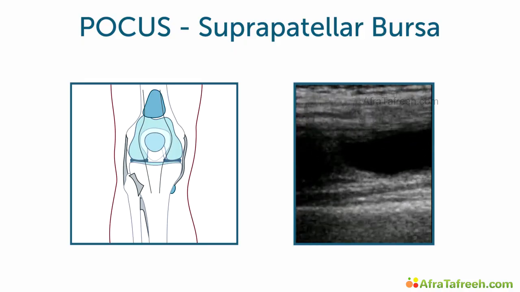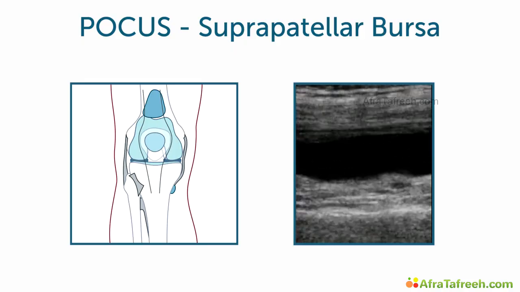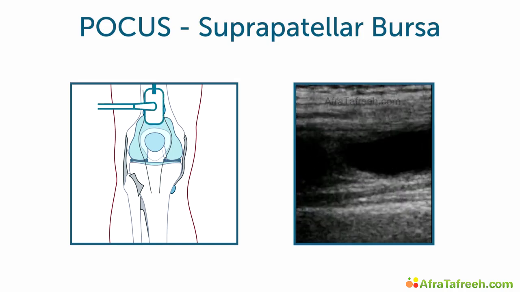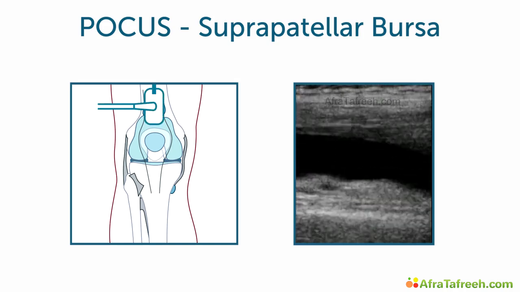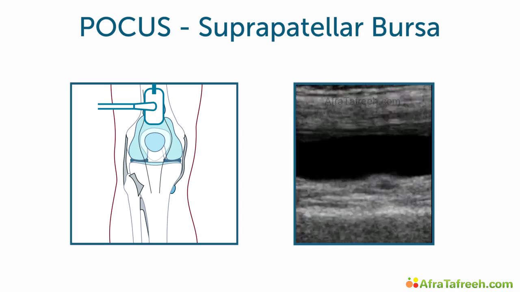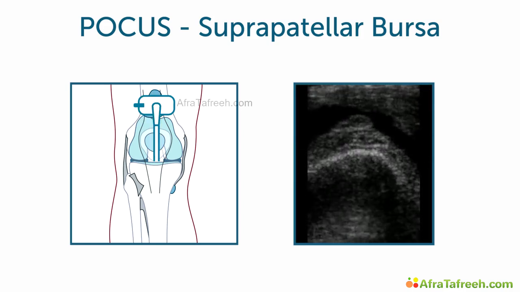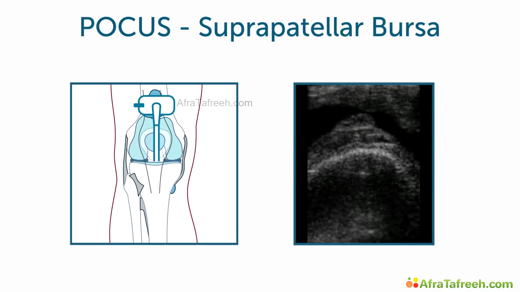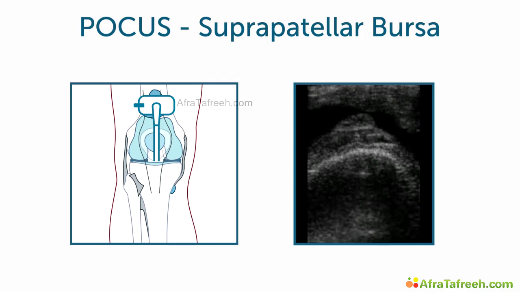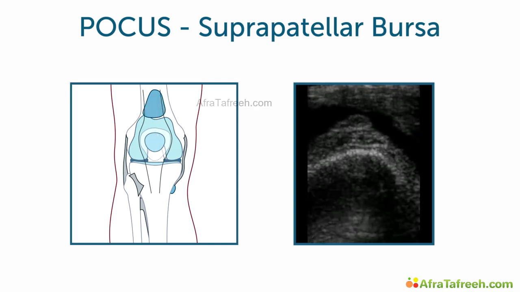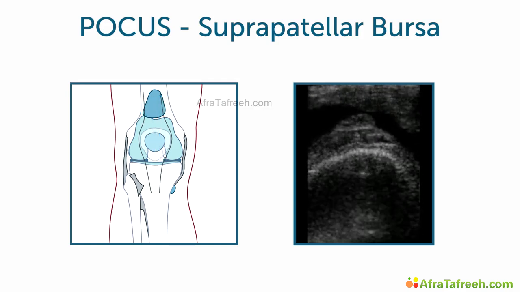Here on the right, we have a suprapatellar bursa with fluid. On the left here, we have the position of the transducer in the longitudinal plane that corresponds to the image on the right. This is a transverse image of the same fluid in the image prior, with the transducer now in a transverse plane and the corresponding ultrasound image here on the right.